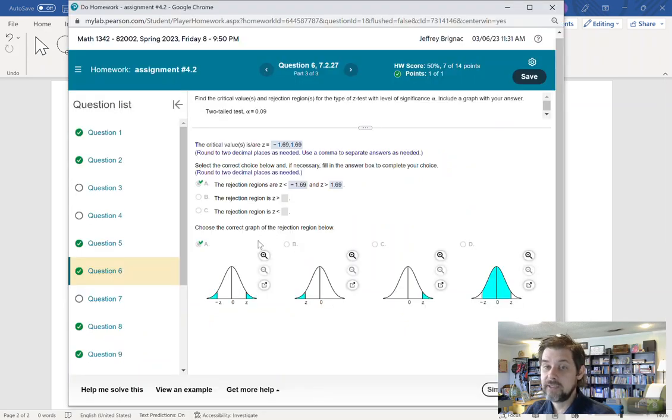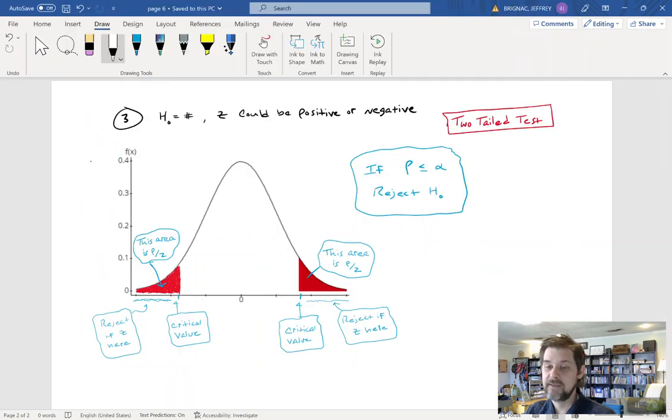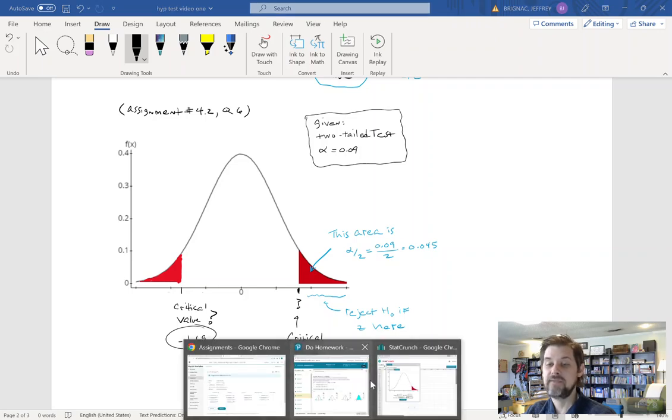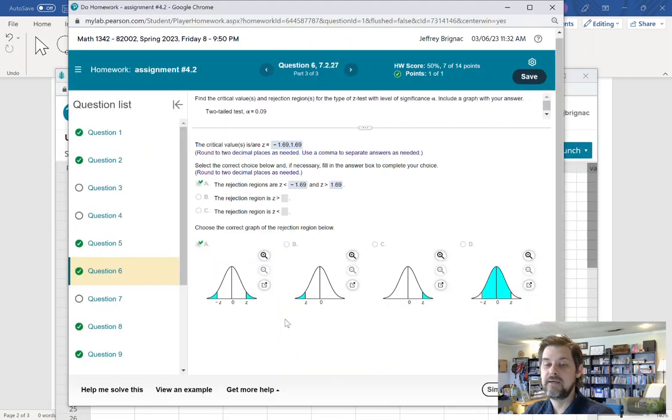So that's why here I put negative 1.69. Or sorry, the critical values are negative 1.69 and 1.69. Like I said, I would want to reject if z, the standard test statistic, is less than negative 1.69 or greater than 1.69. That represented being out here, right of 1.69, or being out here, left of negative 1.69. And that would look like this, right? That's like the original picture I had up to guide my thinking.